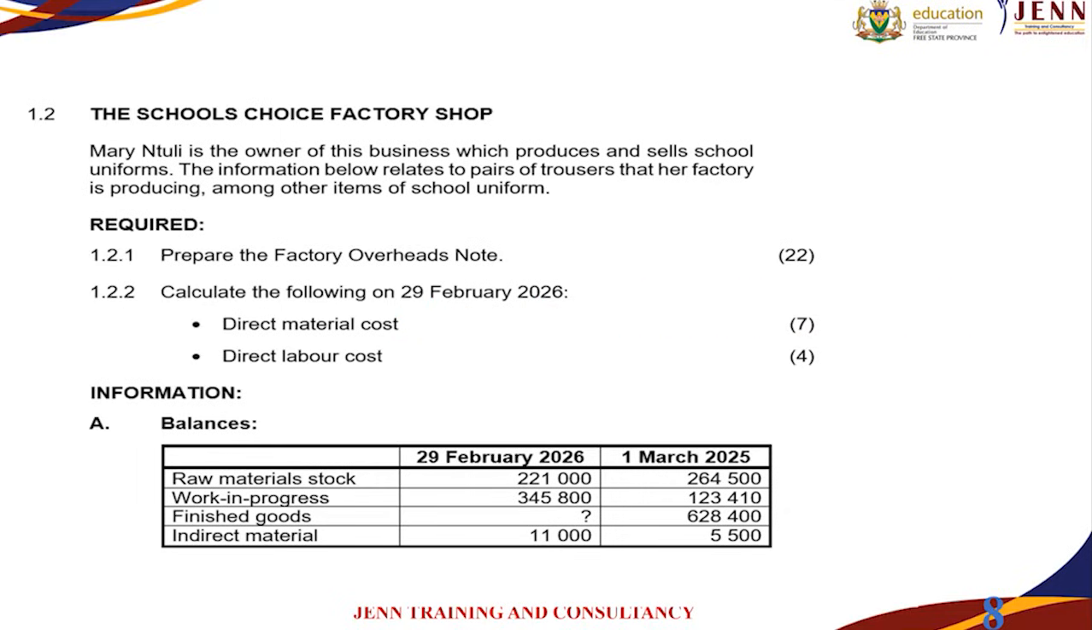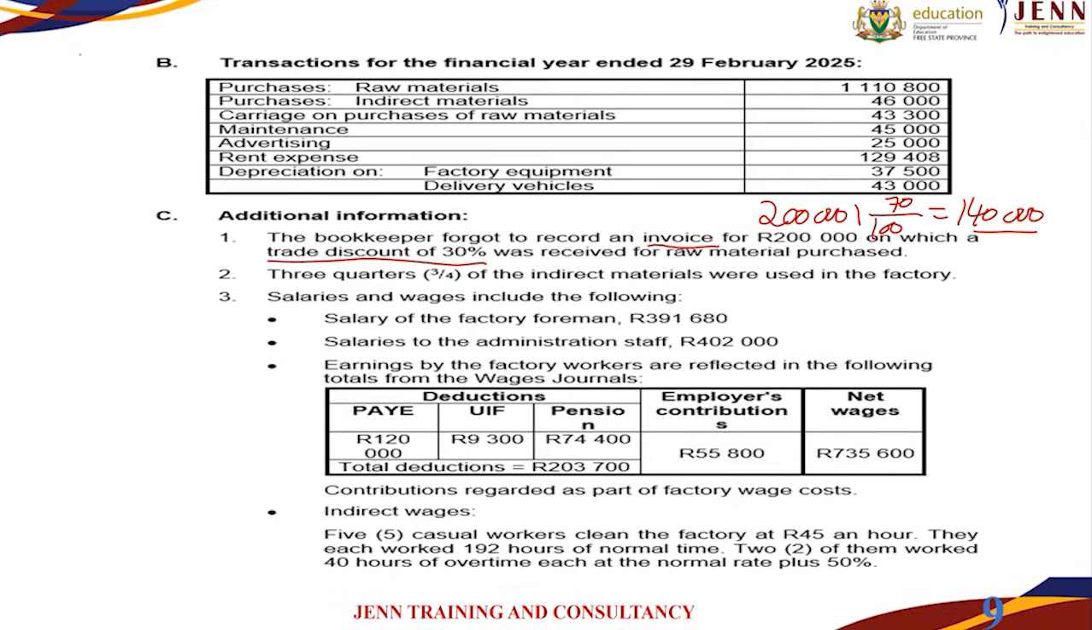Now, let's look at our direct labor cost. You remember, I gave you the formula to look at the number of things. One, we look at the basic salary, but let's go and look at our information that has to do with our labor. When we go to information number 3, it says salaries and wages include the following. Bullet number 1, a salary of the factory foreman. Remember, a factory foreman is no longer a direct labor, meaning we can still produce without him. So we cannot regard this as our direct labor. So we leave it. And then we go to the next bullet.